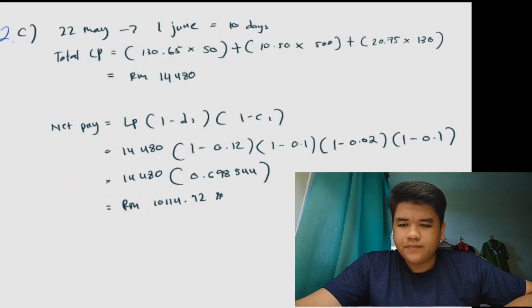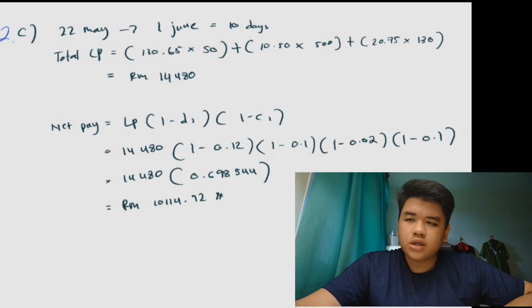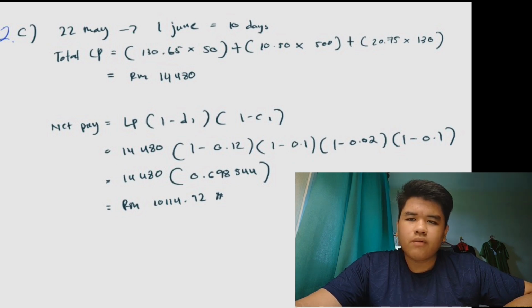Question 2c. First of all, take out all the information from the question. From 22 May 2022 until 1 June 2022 is equal to 10 days. Then, choose the discount term within 10 days. The discount term within 10 days is 10%. After that, to find the total list price, 130.65 multiply with 50 plus 10.50 multiply with 500 plus 20.75 multiply with 130. And that way you will get the total list price.